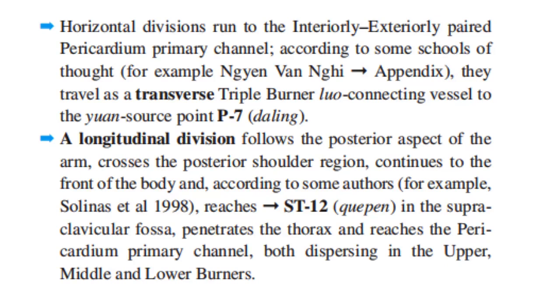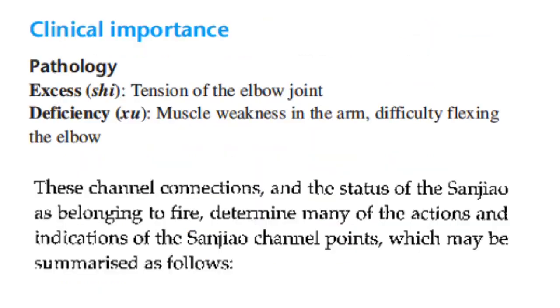A longitudinal division follows the posterior aspect of the arm, crosses the posterior shoulder region, continues to the front of the body, and reaches stomach 12 in the supraclavicular fossa, penetrates the thorax, and reaches the pericardium primary channel, both dispersing in the upper, middle, and lower burners. Clinical importance. Excess conditions will manifest as tension of the elbow joint. Deficiency conditions, there will be muscle weakness in the arm, difficulty flexing the elbow.